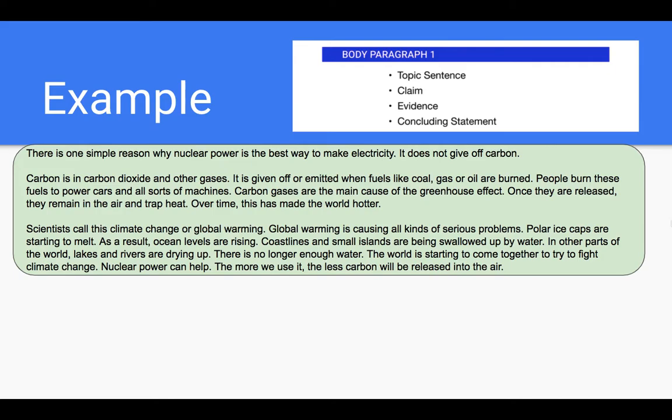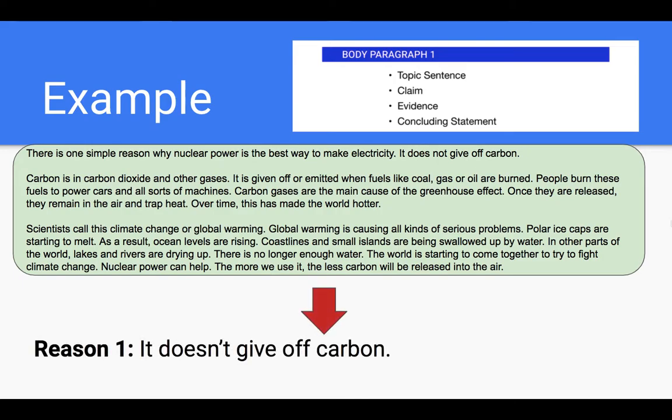Over time, this has made the world hotter. Were you able to find the main evidence that they give in this, or the main claim? What claim or topic are they talking about in this one? The first reason they give is that nuclear is best because it doesn't give off any carbon. All right, let's take a look at the next paragraph.